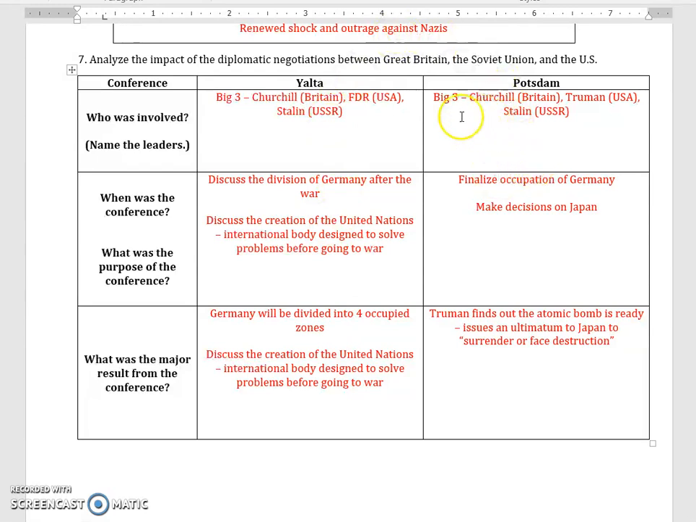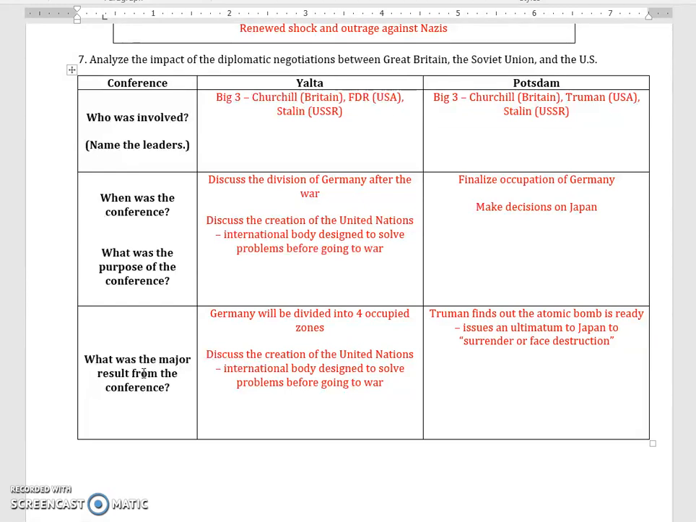Later that year, in Potsdam, the Big Three meet again. They're trying to finalize the occupation of Germany and make decisions about what's going to happen with Japan, because by the time the Big Three meet at Potsdam, Germany has surrendered, but Japan has not yet.